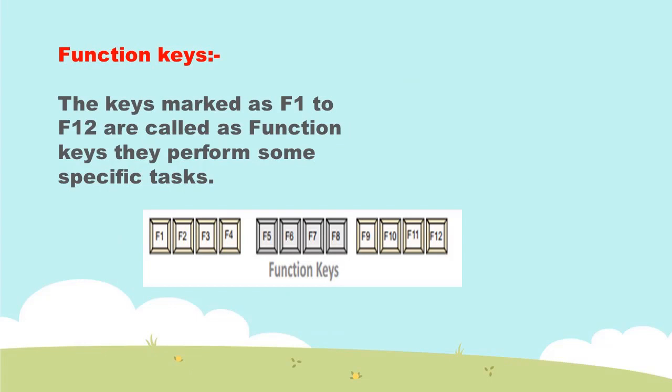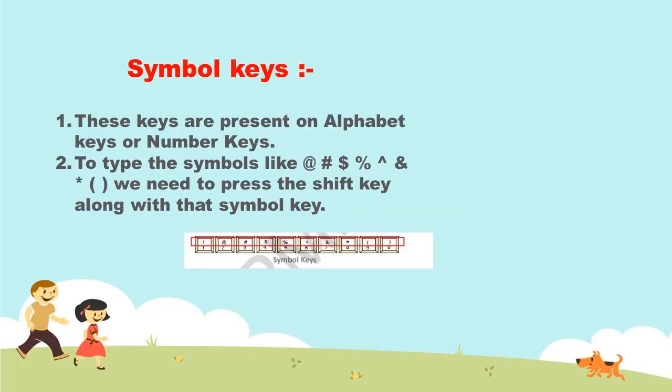Now children, function keys, there are 12 function keys and they perform some very useful functions on the keyboard. So children, as you can see on the slide, here are the symbol keys. There are so many symbol keys present on the keyboard, like hashtag, @, dollar, percentage, asterisk, and bracket open and bracket close. These keys we use for typing special characters while we are typing.